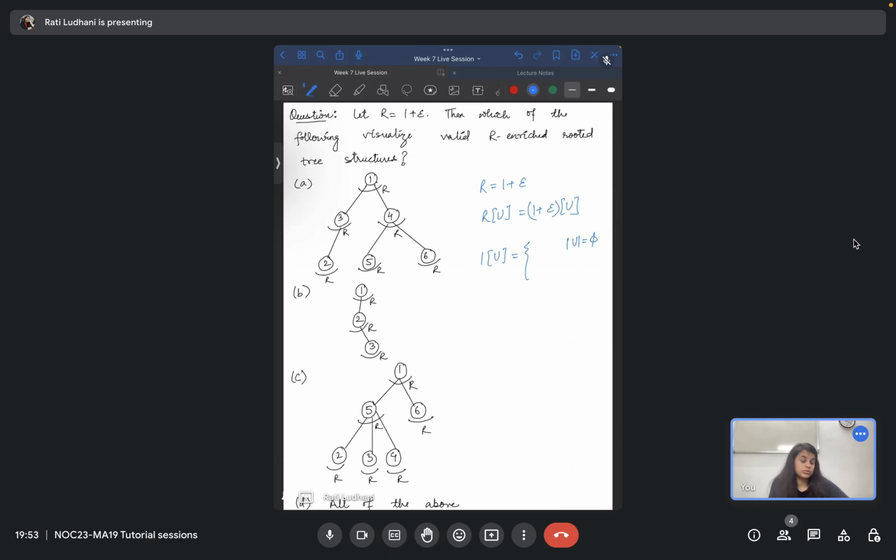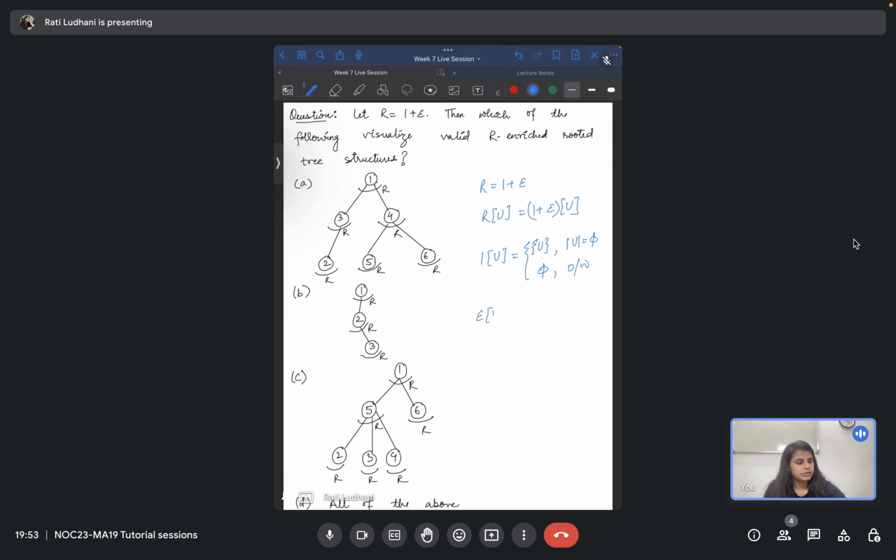This is the singleton set U. Yes, singleton set U, and that sometimes confuses me also. So you have to consider the singleton set. That is not just U. And this is phi otherwise.